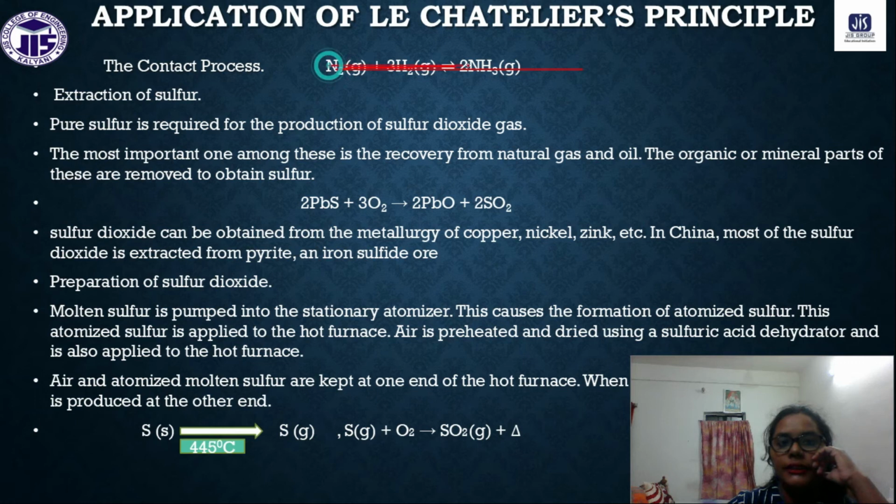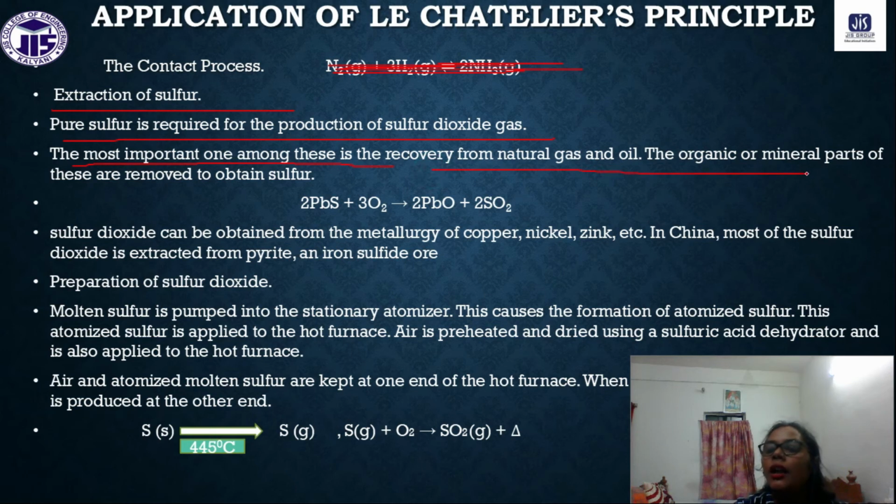So actually this is not the reaction. First of all, extraction of sulfur. Pure sulfur is required for the production of sulfur dioxide gas. The most important source among these is recovery from natural gas and oil, where the organic and mineral parts are removed from the sulfur.